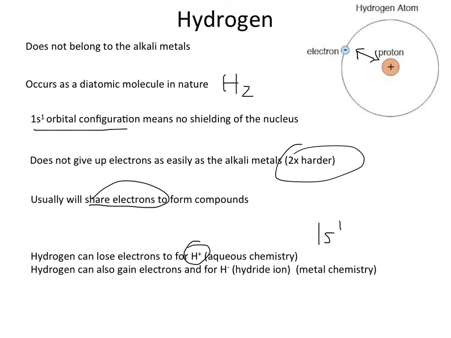Hydrogen can also gain electrons. That is possible. It has an open space for another electron. And this is found when we interact hydrogen with metals. And this H- ion forms because instead of just being 1s1, you now have 1s2. You only have one proton, so you have an extra electron. And basically you end up with a negatively charged anion, and this is known as a hydride ion.